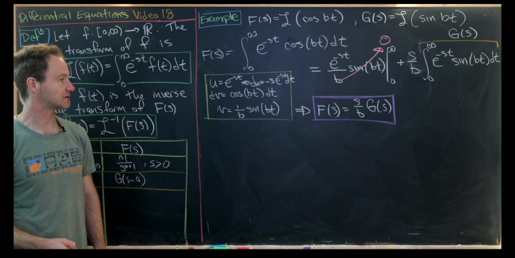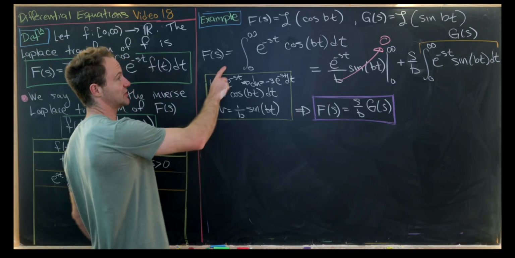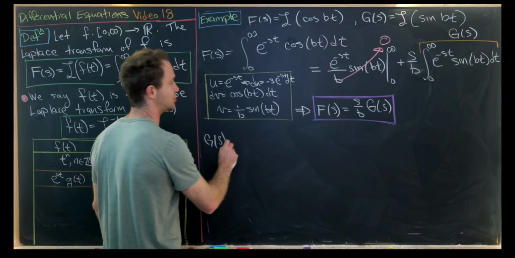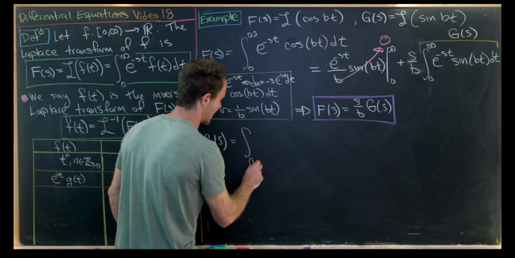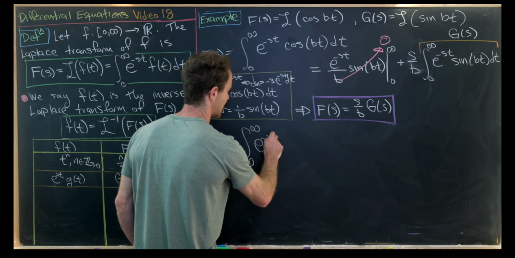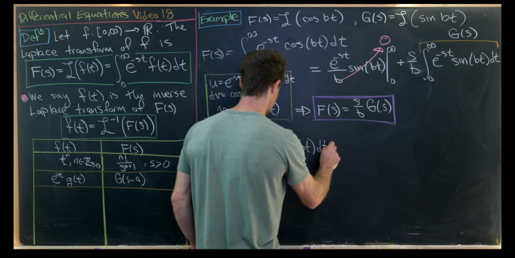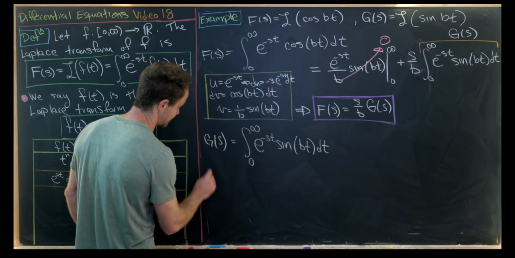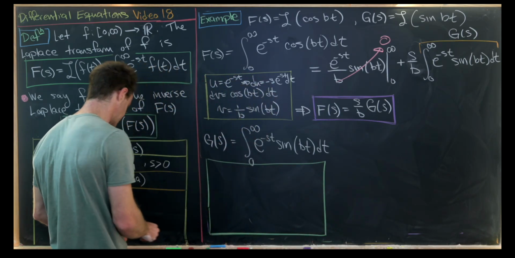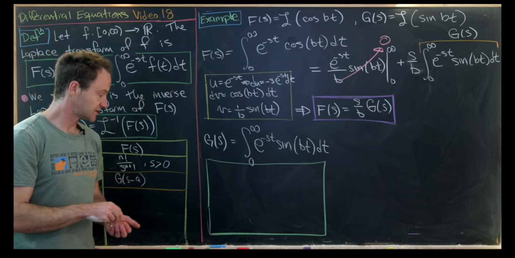So we've got this nice equation that relates the Laplace transform of our cosine function and the Laplace transform of our sine function. Now let's see if we can get a similar equation if we do integration by parts starting with g. So let's start with g of s. So writing that out, that'll be the integral from 0 up to infinity of e to the minus st, and then we'll have the sine of bt dt. But this is also an integral of a trigonometric function and an exponential function, which points us towards doing integration by parts again. So let's do that.